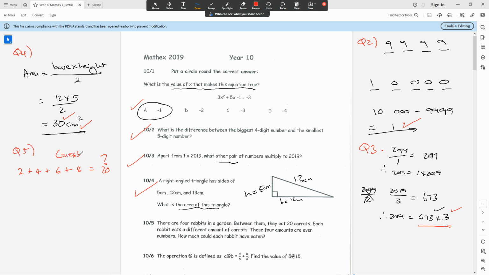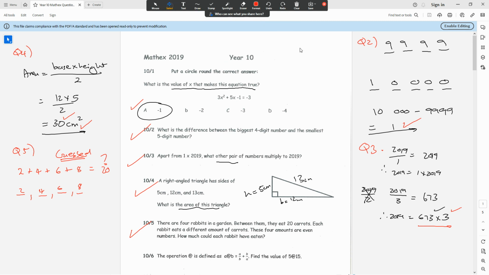I just guessed that, starting with the even number, 2. So if the first rabbit eats 2, the second one eats 4, 6, and then 8. That's the first even number, 2. Well, positive number, right? There are 4 rabbits in a garden. Between them, they eat 20 carrots. Each rabbit eats a different amount of carrots. That looks right. These 4 amounts are even numbers. How much could each rabbit have eaten? Sounds good. 2, 4, 6, and 8.